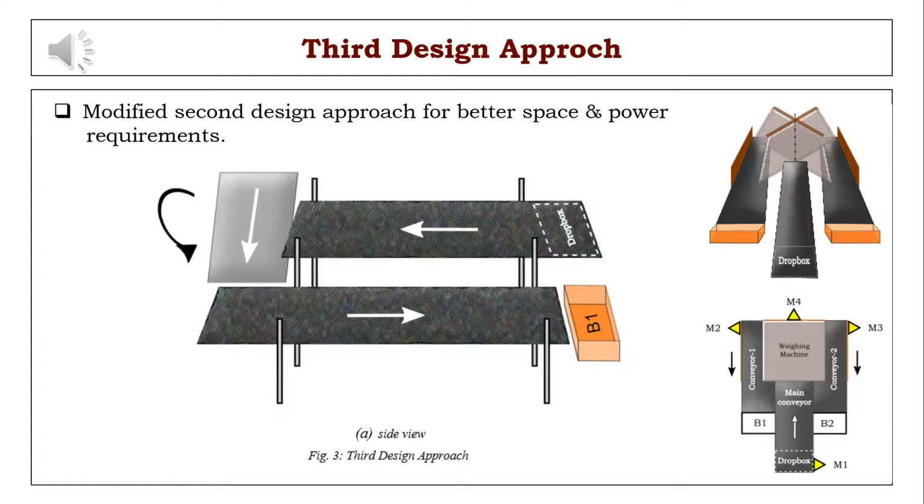The third design approach is a modified version of the second design approach for better space and power requirements. It is the final design approach. In that, the conveyor belts are placed at a 360° angle to the main conveyor belt, and some LEDs and IR sensors are used in this design. The working of the LEDs and IR sensor is explained in the further slides.